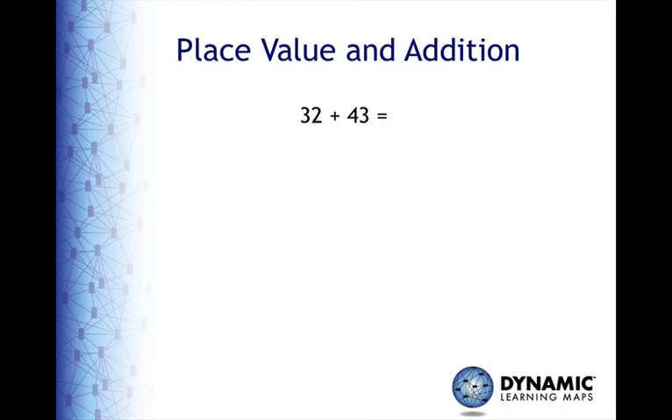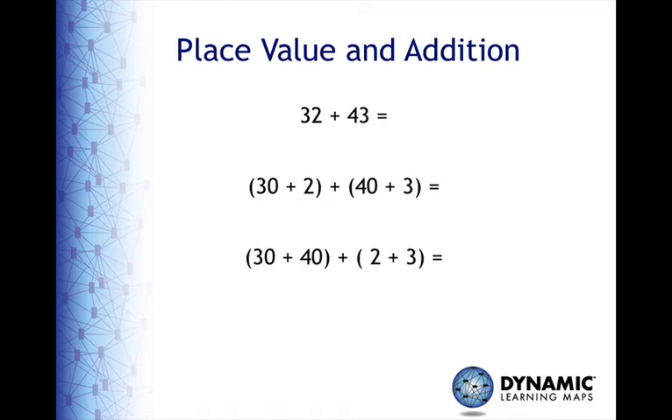In problems such as 32 plus 43, teachers encourage students to add two-digit numbers by splitting each numeral into ones and tens, and then adding the ones together and tens together. See the example on your screen. 30 plus 2 plus 40 plus 3 equals 30 plus 40 plus 2 plus 3, which equals 70 plus 5, or 75.